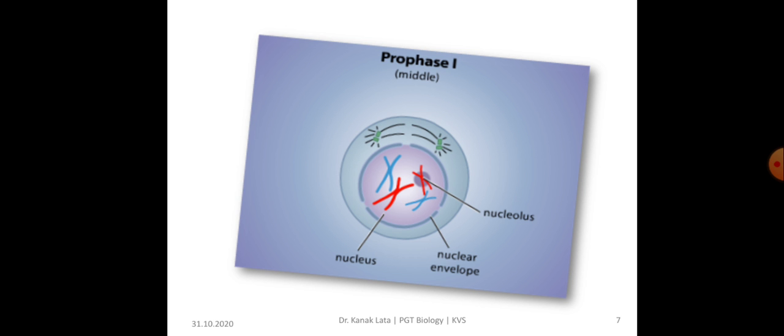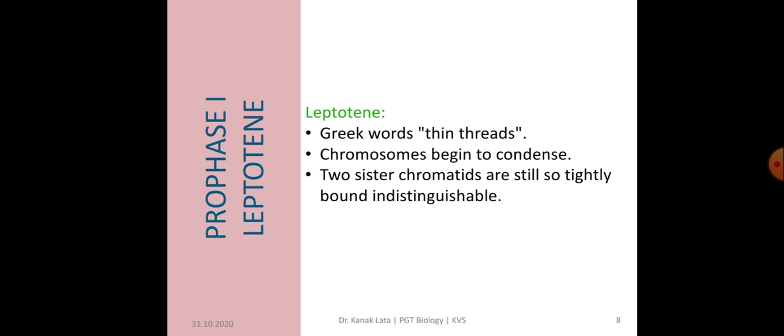In the figure, it is of prophase 1. You may observe here 2 pairs of homologous chromosomes. Now, we will discuss in detail about the different subphases of prophase 1. First, we will learn about leptotene.